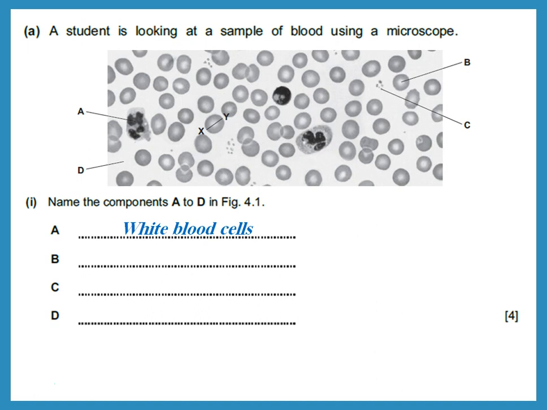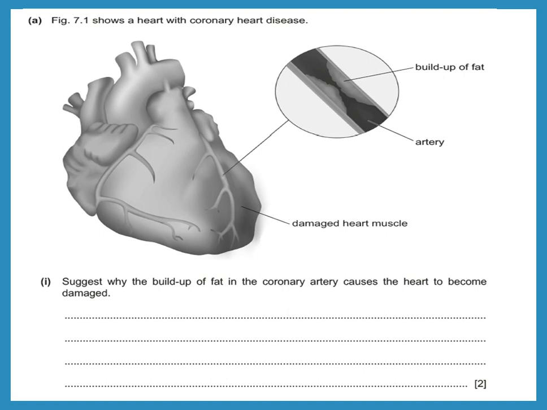This is the biconcave disc, and this is the red blood cells. What is C? Tiny little pieces of cells. These are platelets. And what is D? The liquid in the blood. That is plasma.